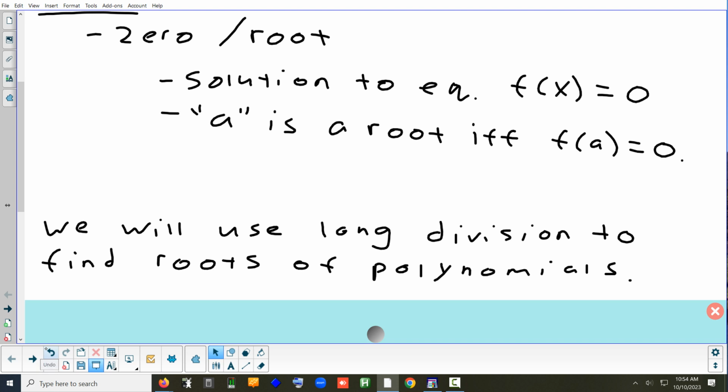So we're going to look at how we can use long division to find roots of polynomials. And really what long division allows us to do is factor, which allows us to find roots. So long division is really helpful for factoring.